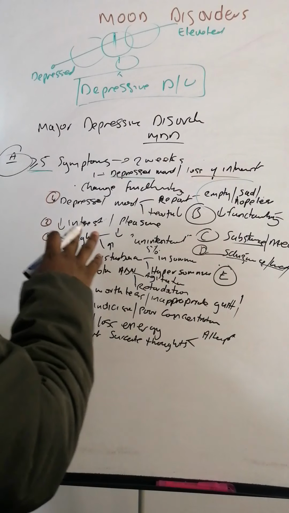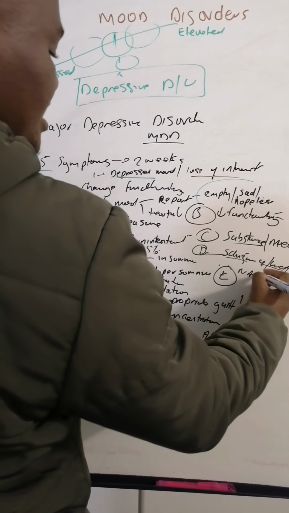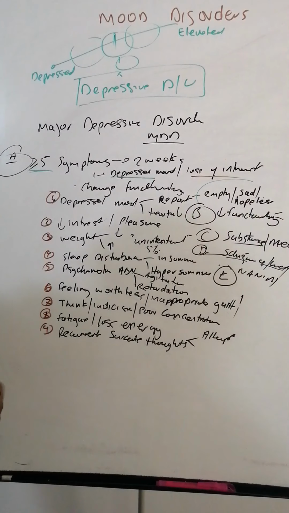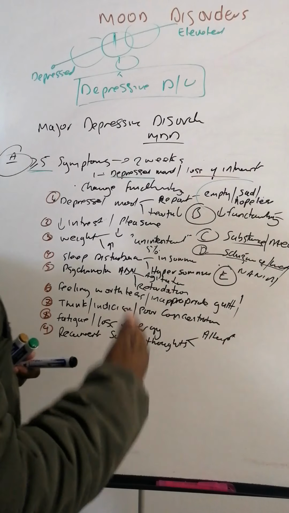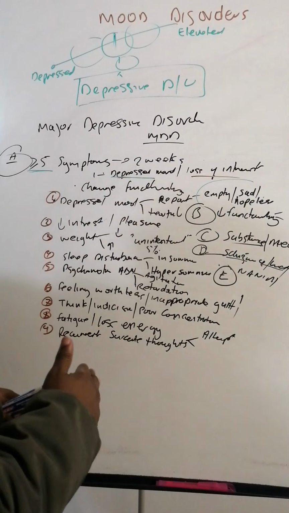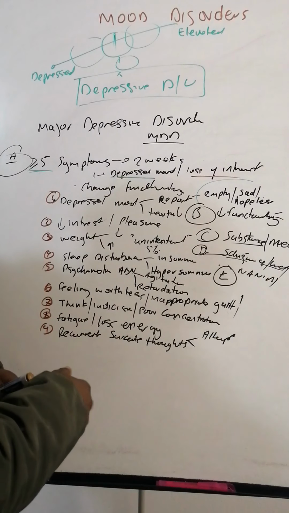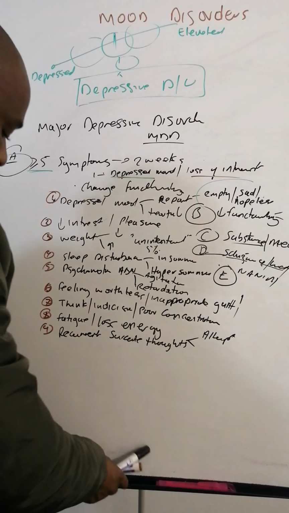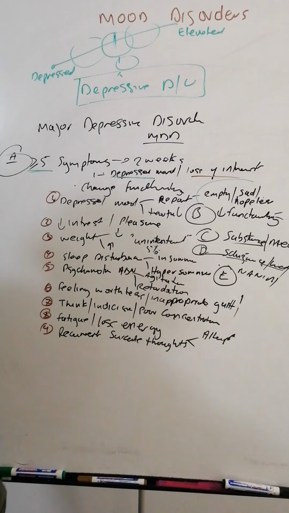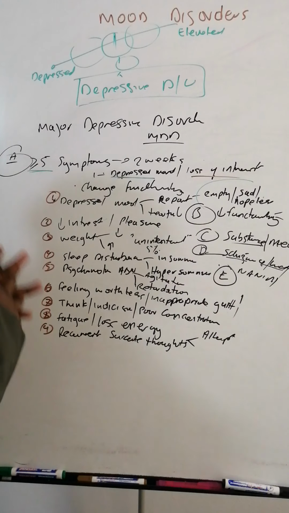So this patient must not have had an episode of mania or hypomania. Let's say this patient had an episode of mania or hypomania. It means that this is bipolar then. It's not MDD. Guys, I'm going to repeat this. It's very important. I'm going to try to be quick because we're done now. We're going to talk about specifiers in another video. So we have just done MDD.